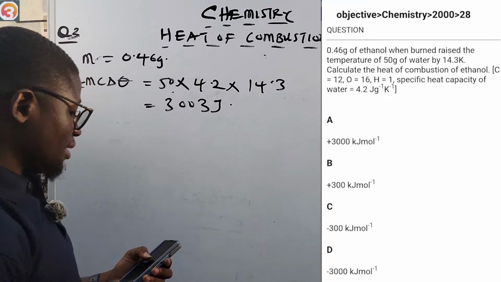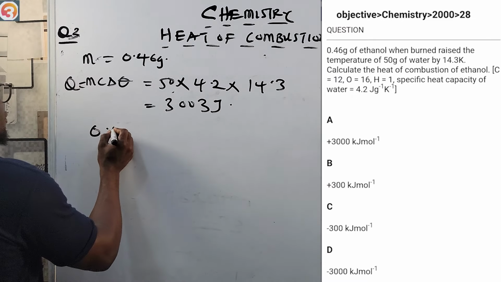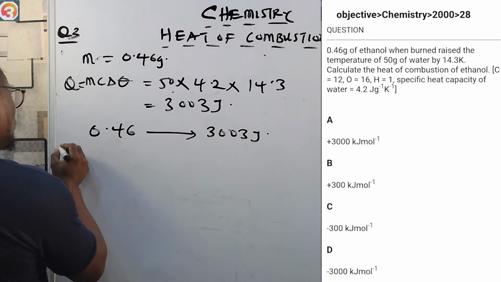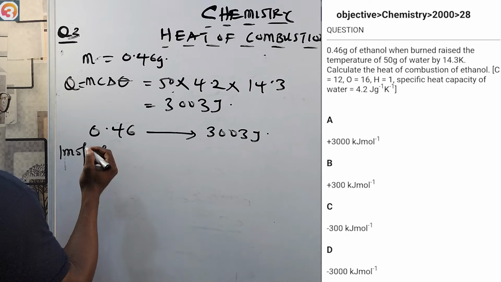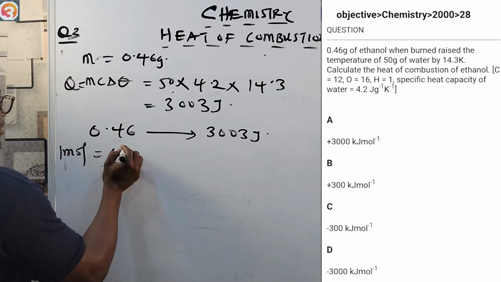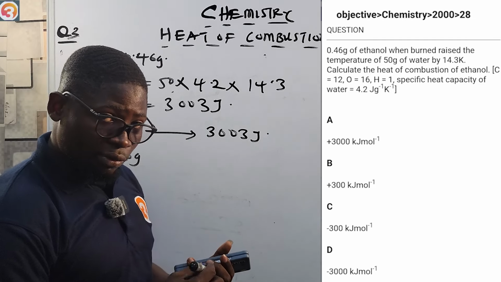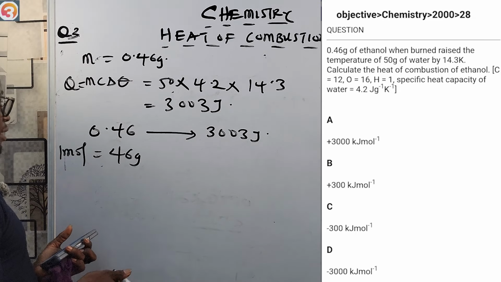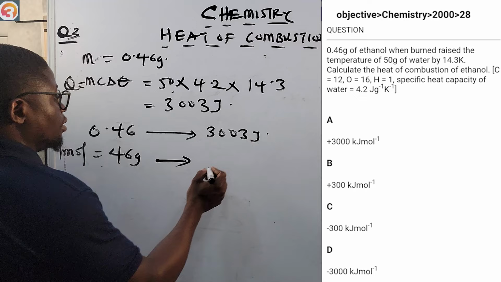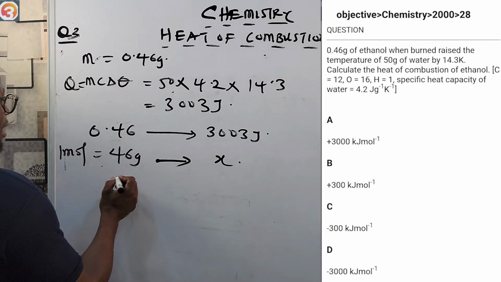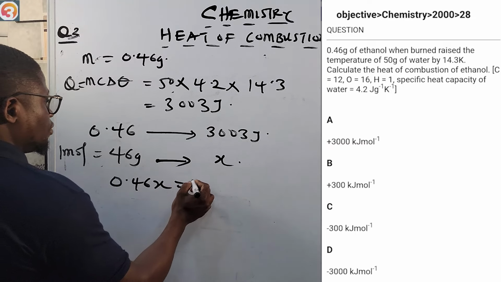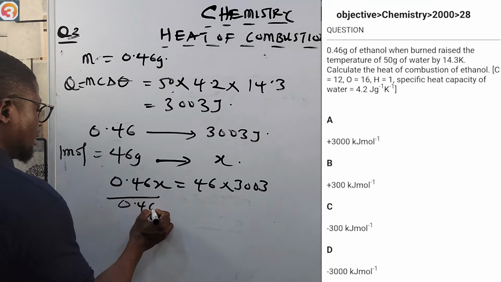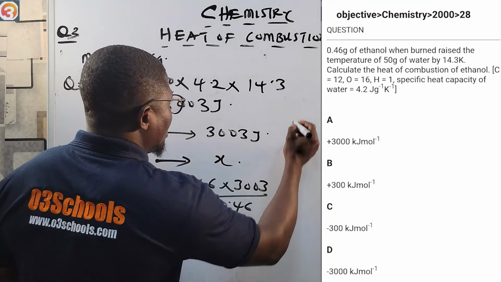For that 0.46 gram, you get 3003 joules. Now, 1 mole of ethanol is equal to what? 46 gram. Well, in the last question, we calculated the molar mass of ethanol to be 46 gram. So 46 gram equates to X. Now just cross multiply as usual. 0.46X will be equal to 46 times 3003 joule.